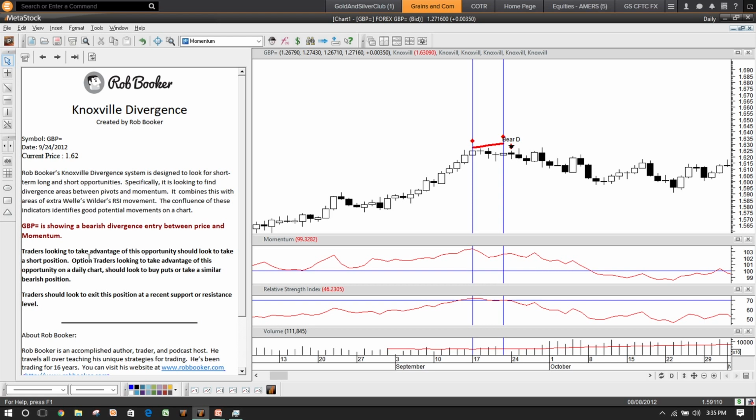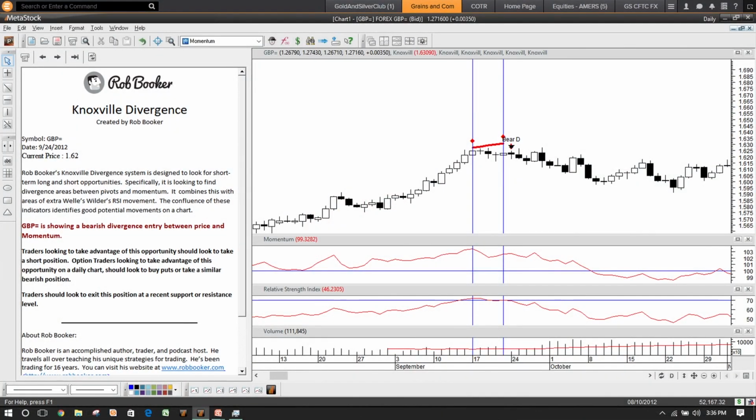Option traders looking to take advantage of this on a daily chart should look to buy puts or a similar bearish position. You should also look to exit this position at a recent support or resistance level, which is important because keep in mind what you're doing is betting that the stock is going to go down, or the future is going to go down, while it's in an uptrend. It's a counter trend indication, and it works, but it doesn't work all the time, so you do want to put a stop loss in place.